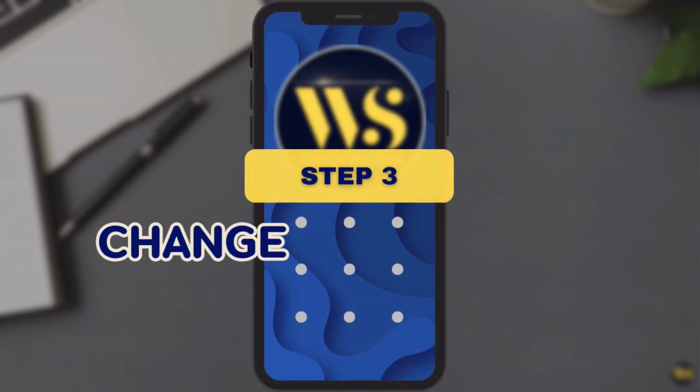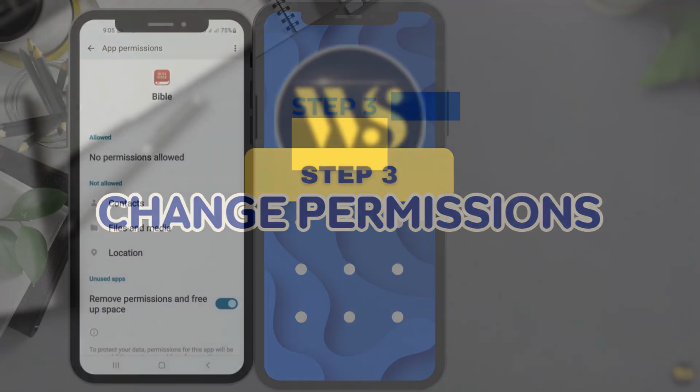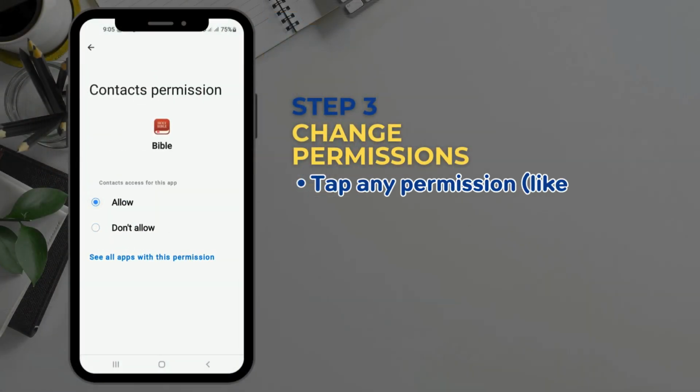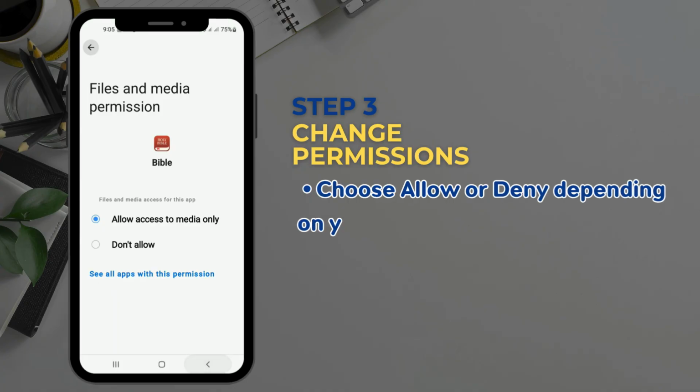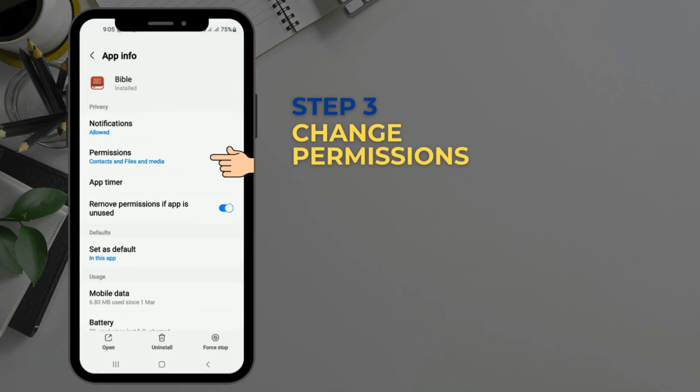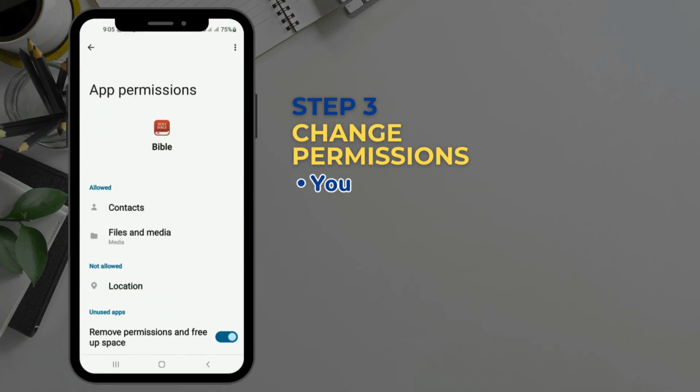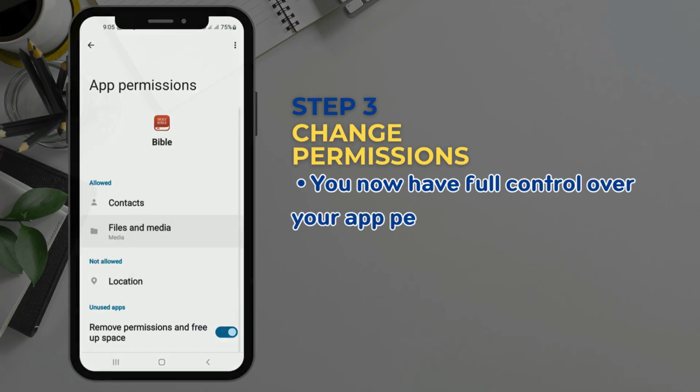Step number 3, change permissions. Tap any permission, like camera, location, or microphone. Choose allow or deny depending on your preference. You now have full control over your app permissions.